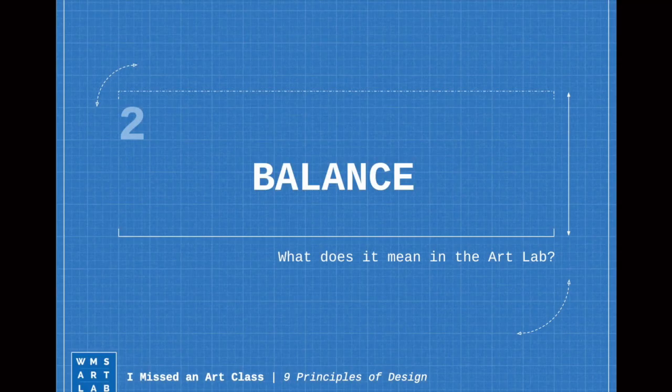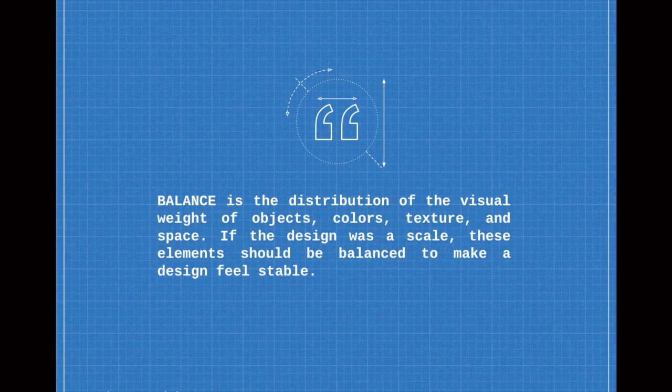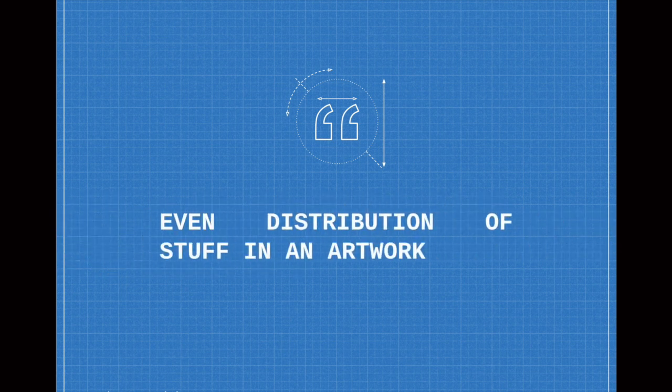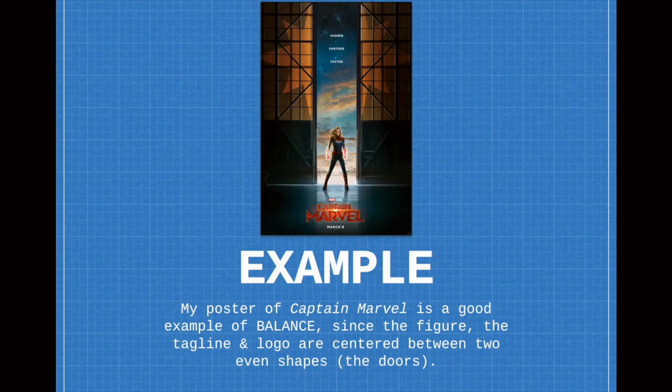Next, we talked about balance. Balance is the distribution of the visual weight of objects, colors, textures, and space. If the design was a scale, these elements should be balanced to make a design feel stable. We simplified that to say, it's the even distribution of stuff in an artwork.